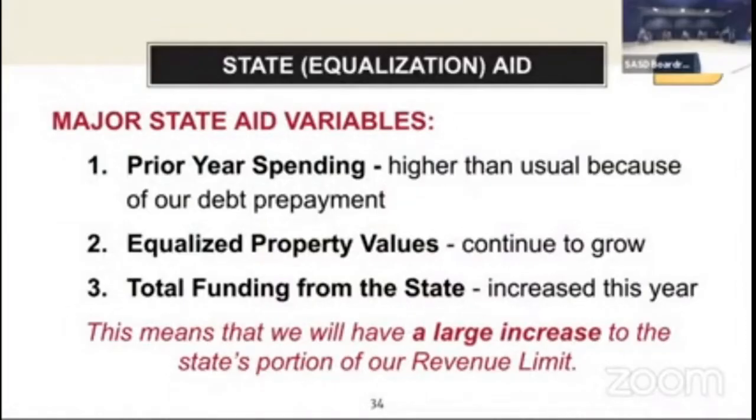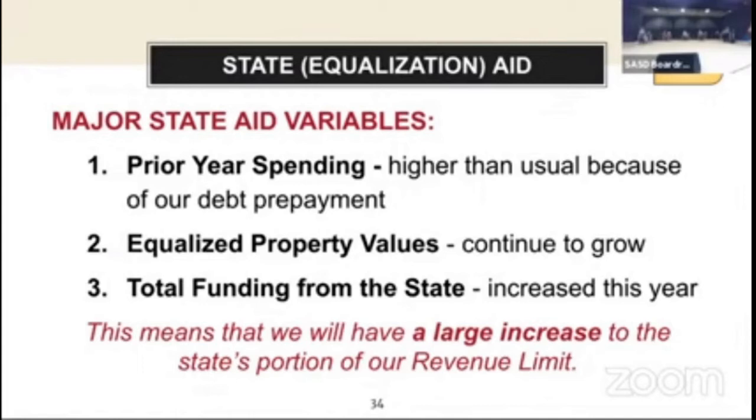Next slide, please. So when you look at state aid, the major variables are prior year spending, which we had really high prior year spending because of that debt prepayment. Equalized property values, which in our district continue to grow. And then the total funding from the state, which also increased this year.